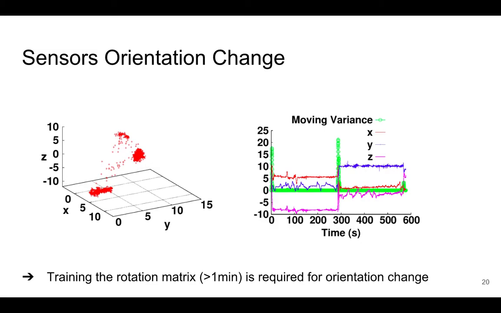To monitor orientation change, we can use the moving variance of the accelerometer readings. In this example, at the beginning we mount the phone on the car mount, and we change it during the trip. You can see it's very obvious. The moving variance can predict the orientation change very well. Tracking orientation change is very important because we need to retrain the rotation matrix and do the coordinate alignment again once every orientation change.